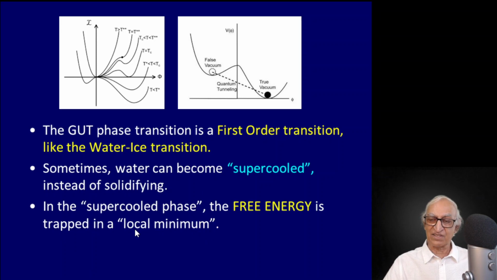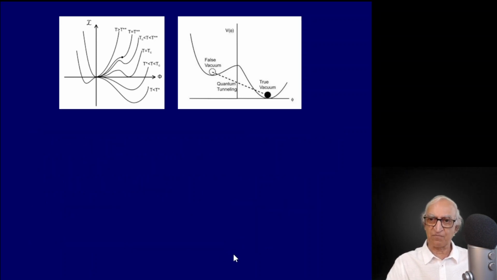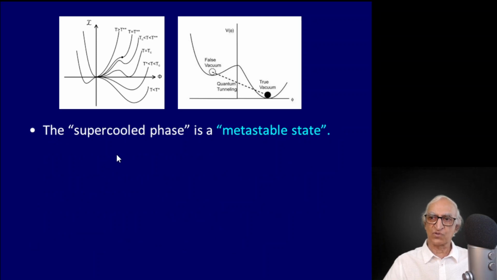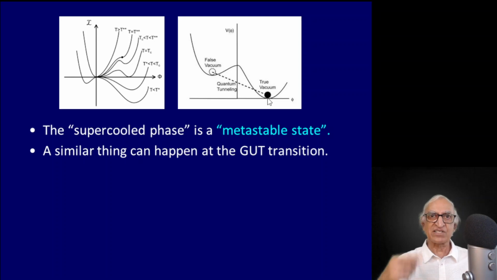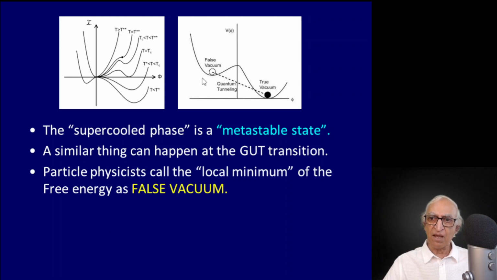Similarly, the universe is trapped in this metastable state. The supercooled phase is a metastable state. It's metastable because it does not have an infinite lifetime, because there is a possibility of tunneling from this local minimum to this global minimum. Now, a similar thing can happen in the Guth phase transition. Particle physicists call this local minimum the false vacuum. It mimics a vacuum.